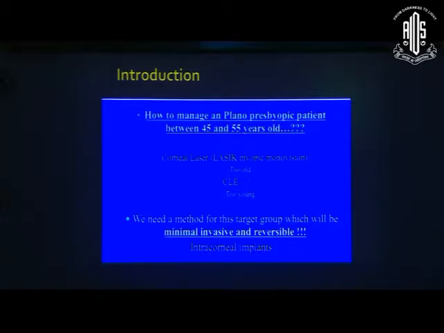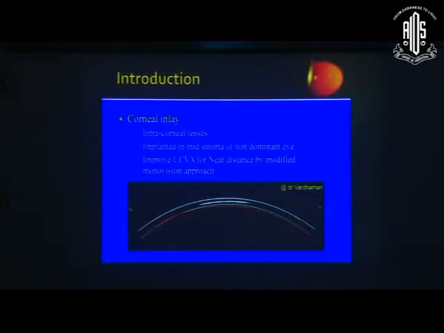So we need a method for this target group which will be minimally invasive, and most importantly, if the patients are not happy, it has to be completely reversible. I think that is very, very crucial. Corneal inlays actually satisfy that need. Corneal inlays are intracorneal lenses. They work on various mechanisms similar to inducing smart monovision. They improve the uncorrected visual acuity for near by modifying the monovision approach itself, and they are implanted in the mid-stroma of only one eye, which is the non-dominant eye.